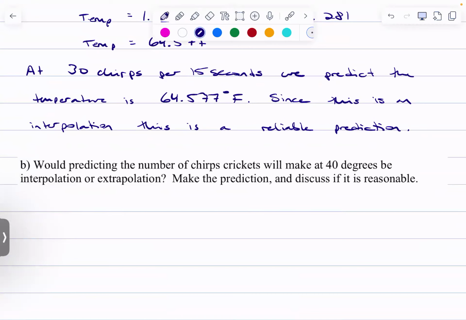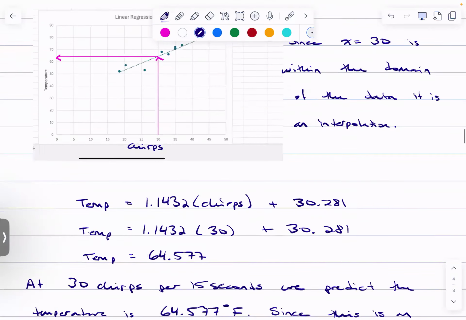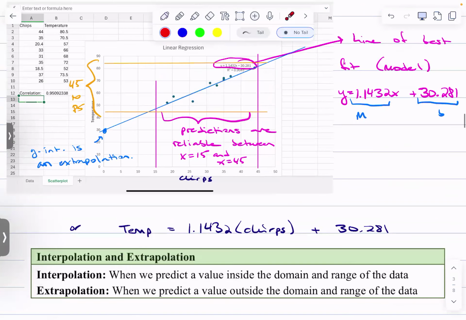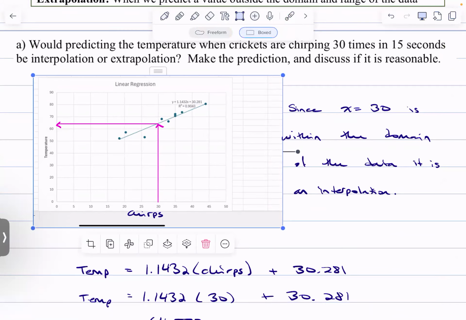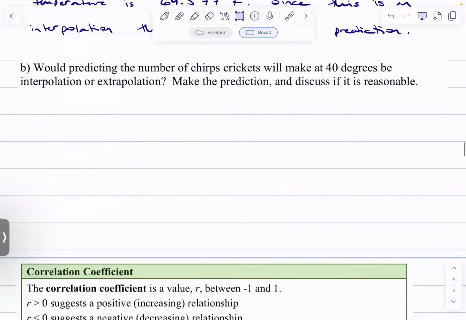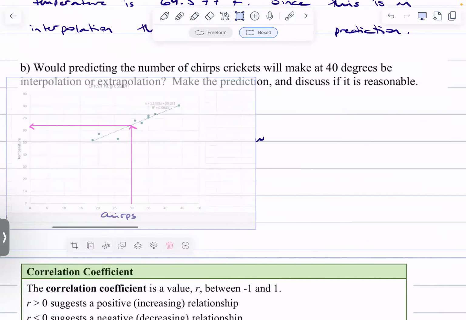How about the next one? Would predicting the number of chirps crickets will make at 40 degrees Fahrenheit be interpolation or extrapolation? So now we are told that the temperature is going to be 40 degrees. But if memory serves, we said somewhere between 45 to 85, I would be comfortable with those predictions. And so I expect it to be an extrapolation. No surprise there; there's always one of each, if I'm doing it right.